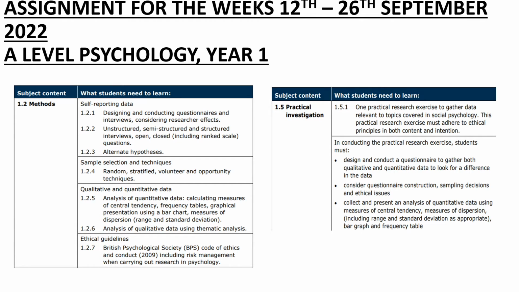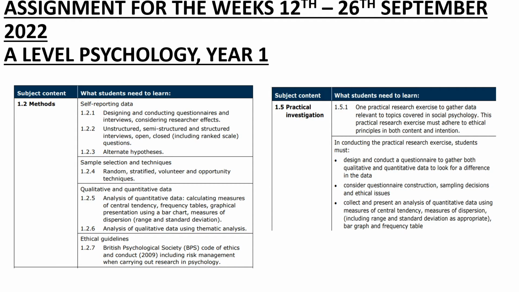Here is the assignment for you to complete when I'm away from college in Greece and you are getting on with your psychology work. Now, you'll notice from the spec here that the work I'm asking you to do satisfies the criteria for topic 1.2 methods and topic 1.5 practical investigation. You would have been doing this work anyway, just at a slightly later date. I've brought it forward because it's something that you can easily do outside of classroom time. And as I say, we would be doing it anyway.